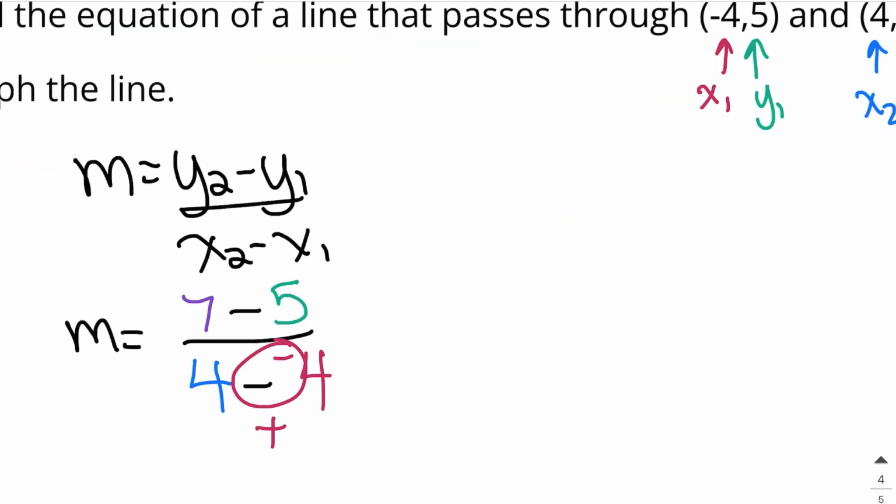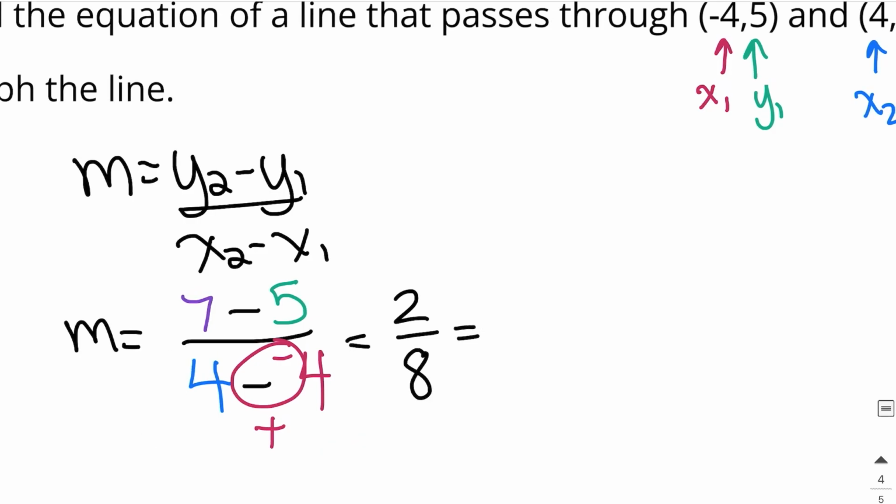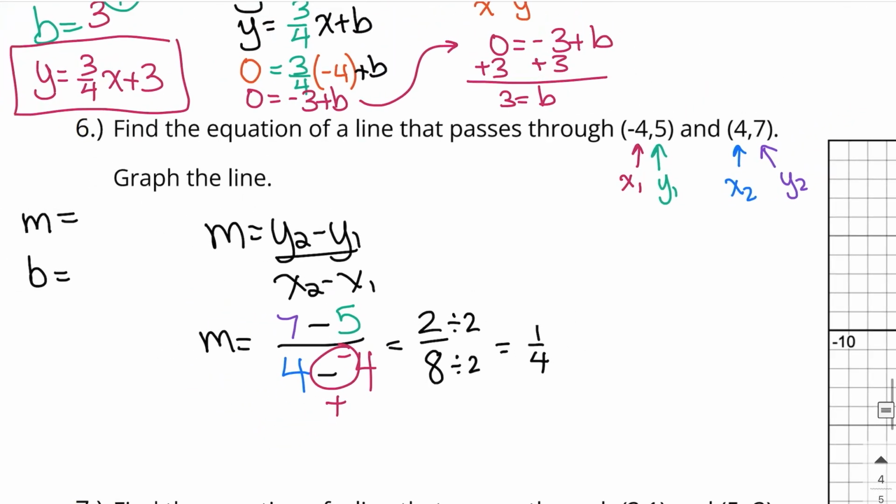Okay, so now I need to actually figure out what these numbers are. So on top in the numerator right here, I'm going to figure out what 7 minus 5 is, which is 2. And then in the denominator, I'm going to figure out what 4 plus 4 is, which is 8. And then 2 over 8 can be reduced. They're both divisible by 2. I can't divide 2 by 8 evenly, but I can reduce it. So I get my slope is 1/4. So now I know my slope.